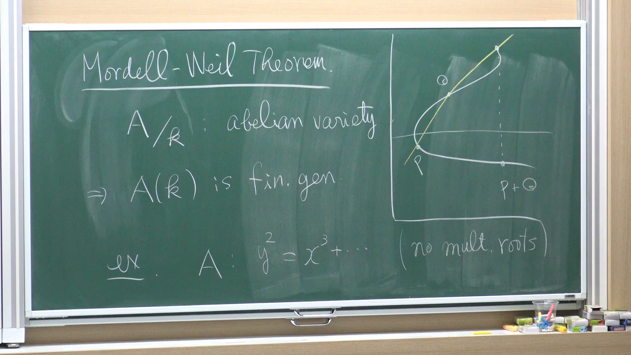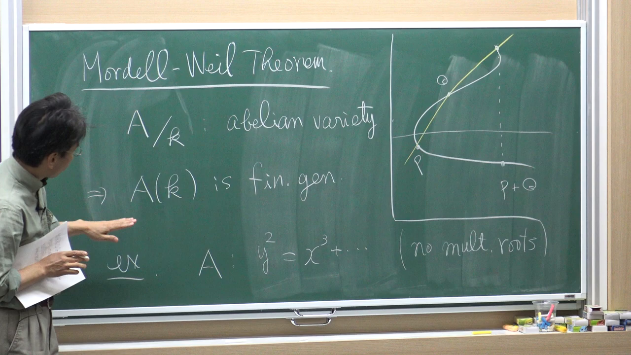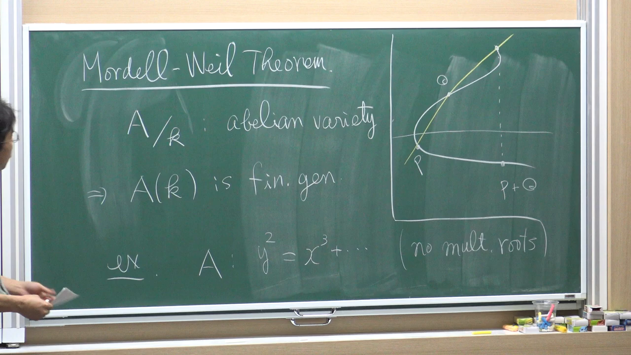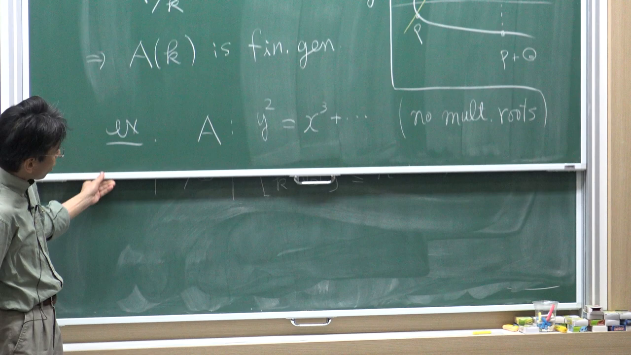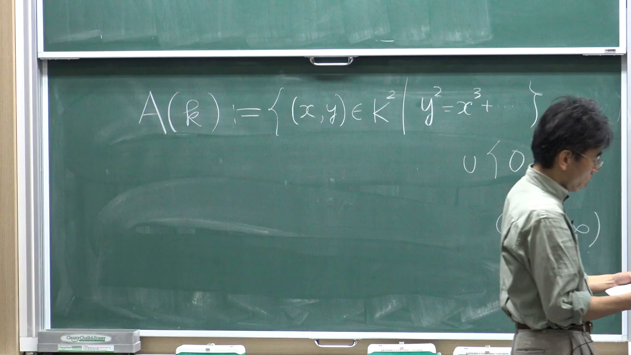And Poincaré first conjectured, or asked, if A is an elliptic curve defined over the rationals, whether this group is finitely generated or not. And Mordell proved this is in fact true, in 1922, and then several years later Weil proved this theorem in the case where A is a Jacobian of a curve, and later this was proved in general for abelian varieties. Okay, so I think these are typical finiteness theorems in number theory.